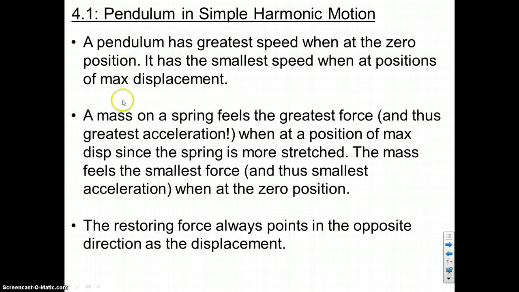Now, take these notes. We are going to discuss these in class. But a pendulum, we know, has its greatest speed when it's at the 0 position. It has a speed of 0 when it's at maximum displacement, because that's where it briefly stops while changing direction.